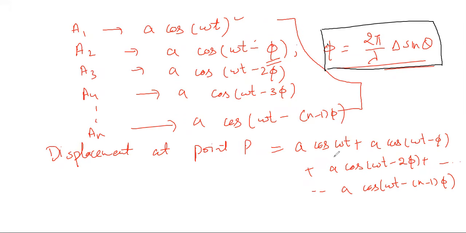Now this summation series, it's a trigonometric summation series. If you talk about its solution, let's call this E. This resultant displacement is going to be equal to A. This trigonometric series, its sum is given by sine.